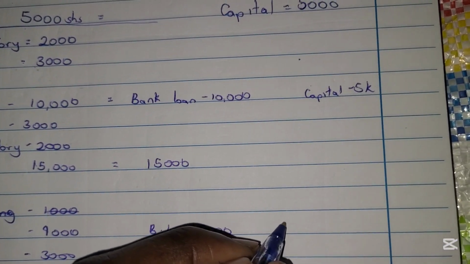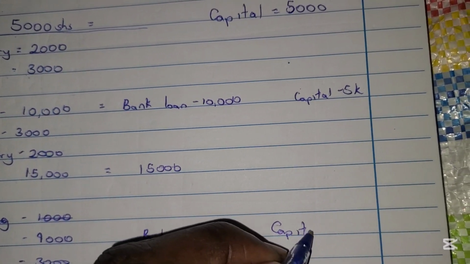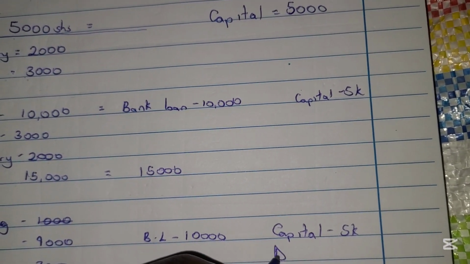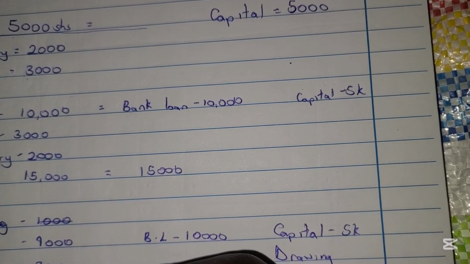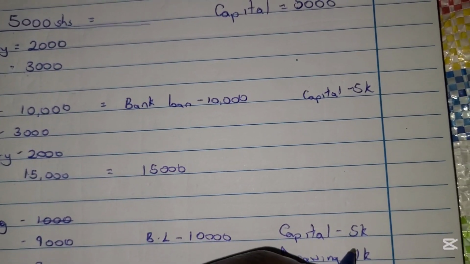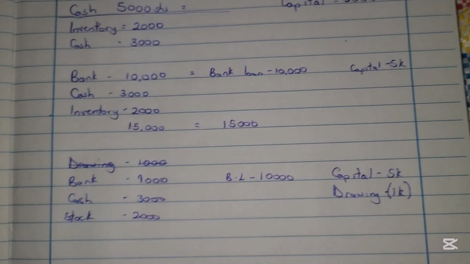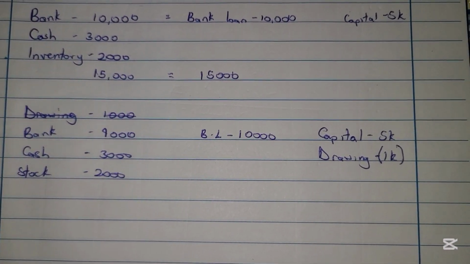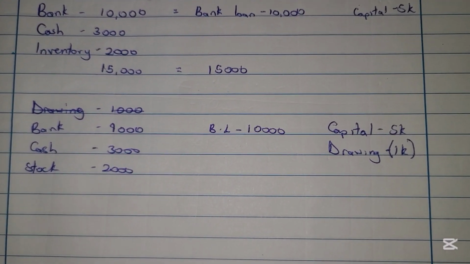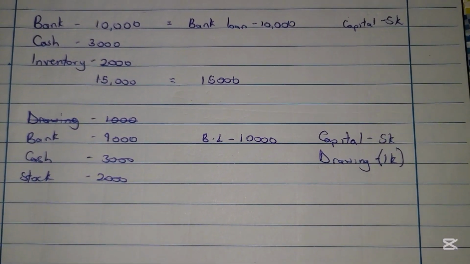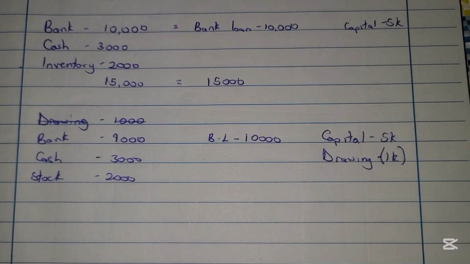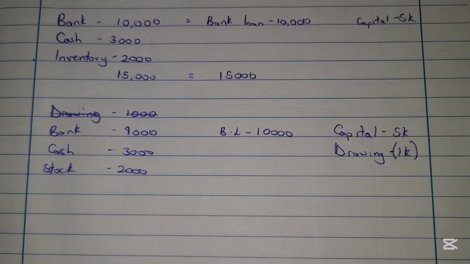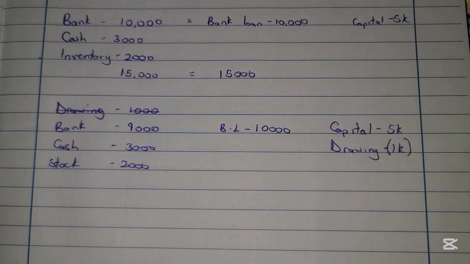Then under equity, because the drawings affect capital, that's where you record your drawings of 1k, but in brackets. Why do we record them in brackets? It's because drawings reduce our capital, our equity. So we have to subtract it from the capital because it has reduced our capital. That's how we go with the accounting equation.